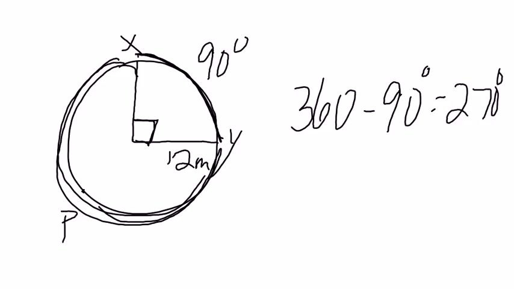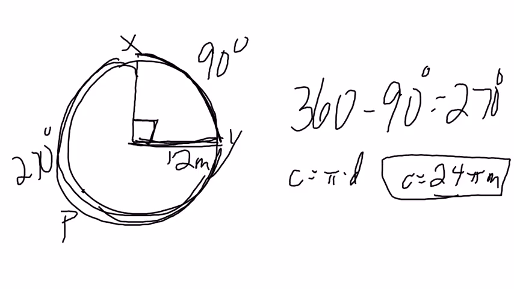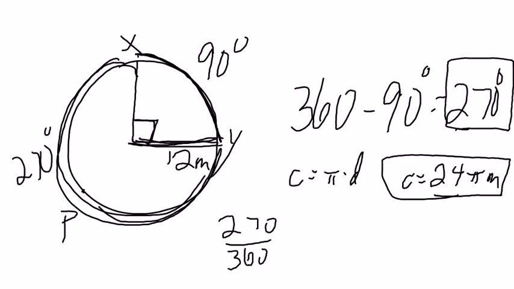So we have to find the length. That's going to be 270 degrees there. The radius is 12 meters, and we want to find the length of the arc. Remember, circumference equals pi times d. In this case, the circumference is going to be 24 pi meters. If we want to find the length of an arc, we take how many degrees it is and have it as a ratio of the whole circle, just like that.